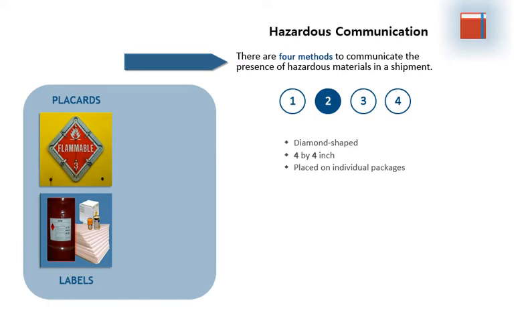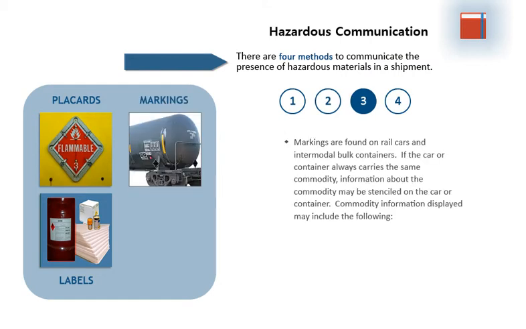Labels, diamond shape 4 by 4 inch. These are placed on individual packages of hazardous material. Markings. These are found on rail cars and intermodal bulk containers.